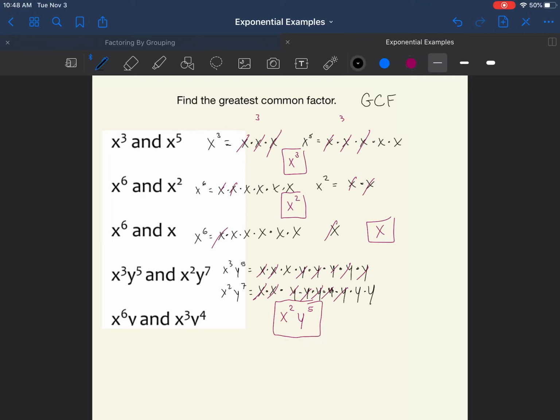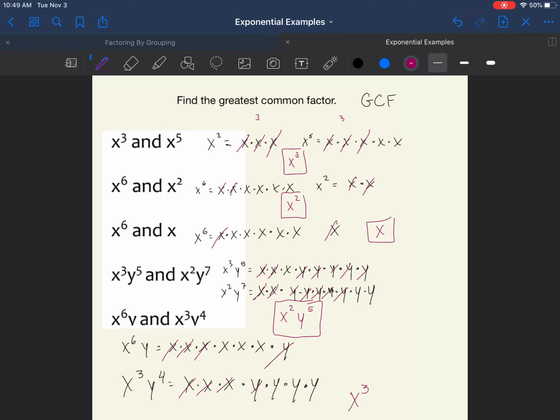All right, last example here. x to the 6th times y. It's going to be x 6 times, and that's a y, and then we have x to the third, y to the 4th. Now we just cross out 1, 1, 2, 2, 3, 3, and I'm out of x's, so it's x to the third. I write it over here. And then for my y's, 1, 1, times y. So that's how you find the greatest common factor.